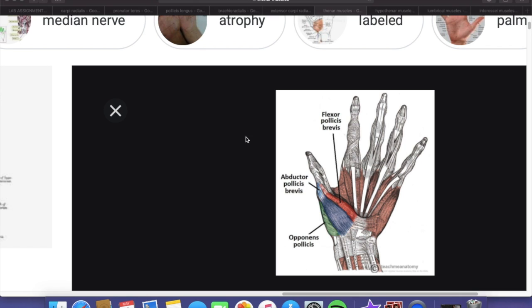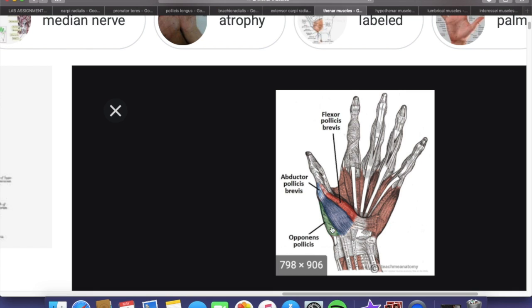So after discussing the bones in the hand, we're going to move on to the muscles of the hand. Unlike the forearm, the hand does not have compartments. Instead, there are 4 muscle groups. The first muscle group is known as the thenar group, and there are these 3 muscles within it.